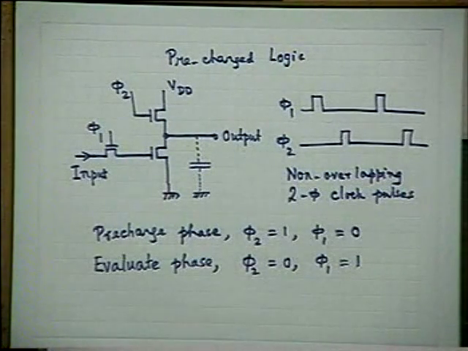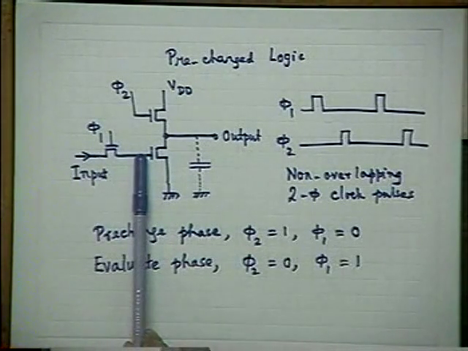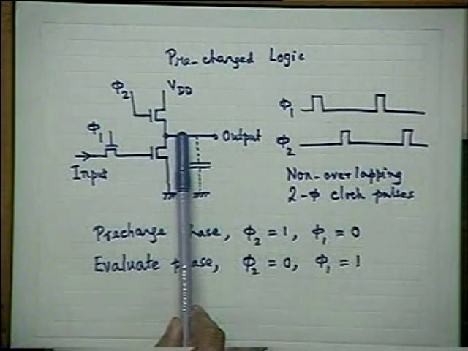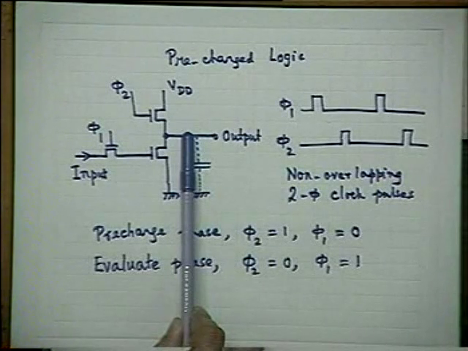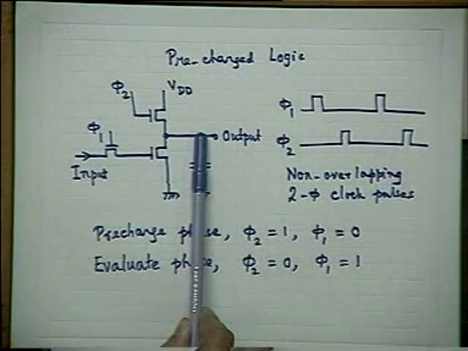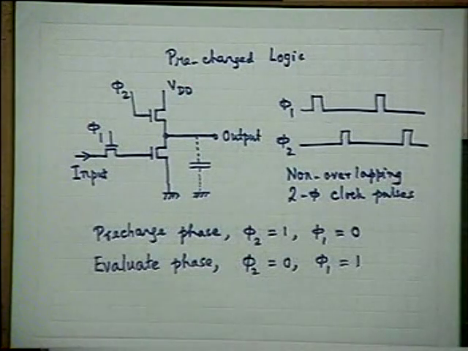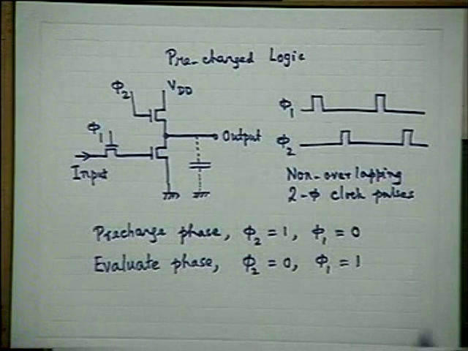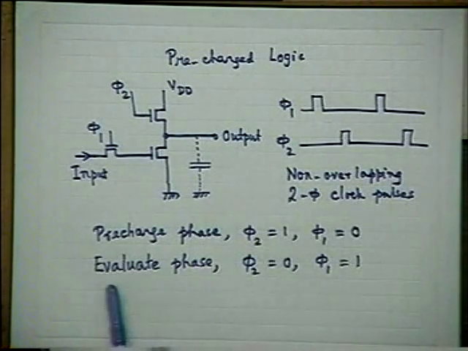Now what is going to happen? Whatever input is there, that will now be transferred to this point. And according to that, this output will retain the charge or it will be fully discharged. Please remember, output was charged to a certain voltage, VDD. I am not calling it 1 or 0, because this is during the precharge phase, which is not countable during the actual logic functioning.